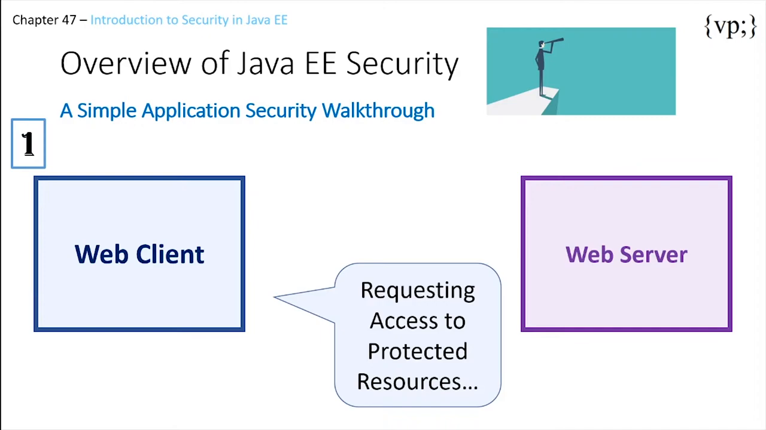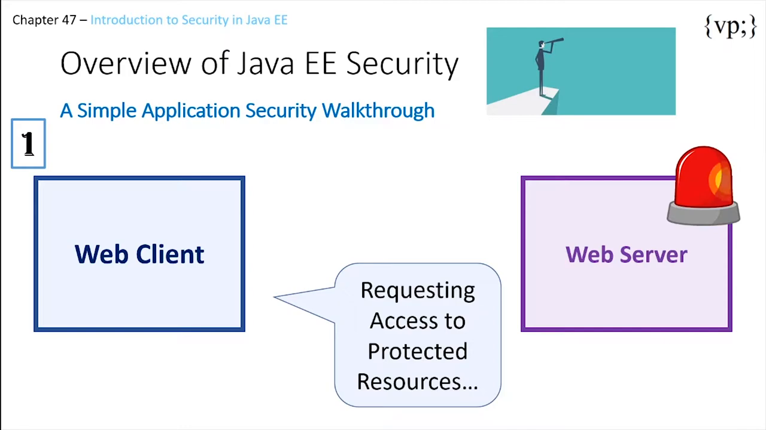To better understand the role security plays in a Java EE application, let's take a look into this example. So first of all, we have our web client and our web server. This web client is trying to access a document from the web server, which is protected by the web server. In this first step, the initial request from the web client is trying to request access to protected resources. The web server realizes that this web client is not authorized. This initiates the authentication mechanisms.